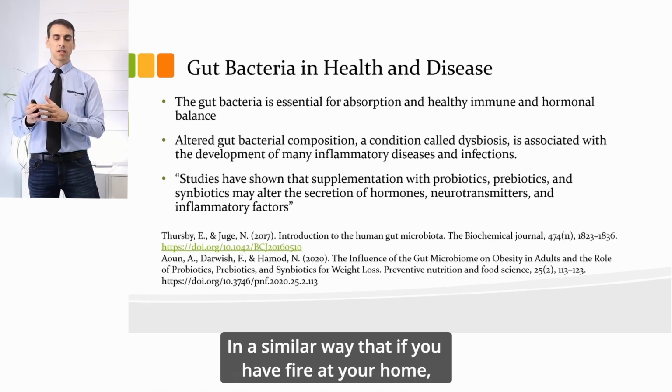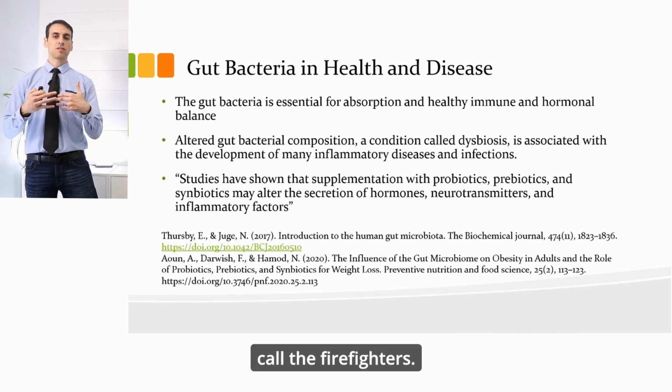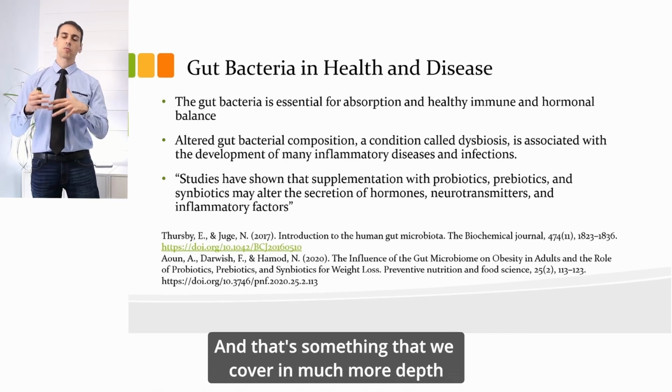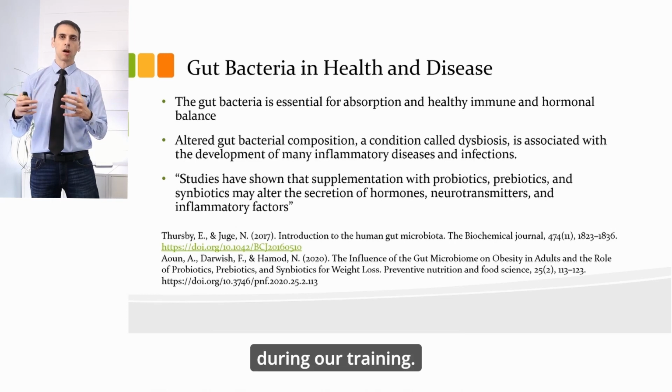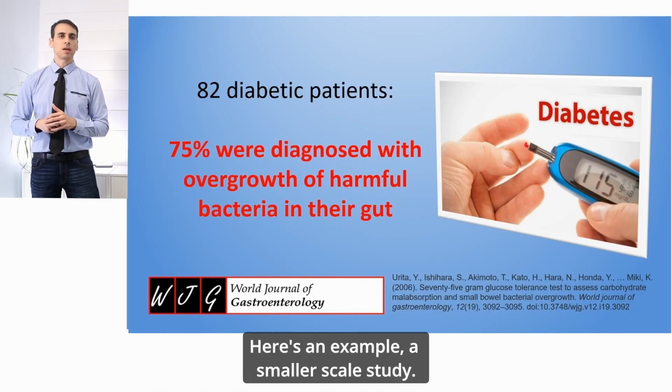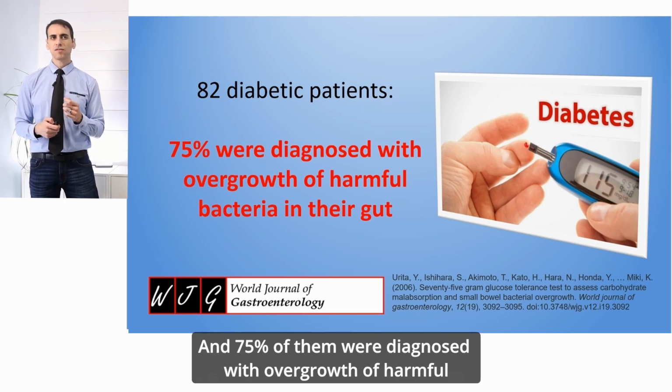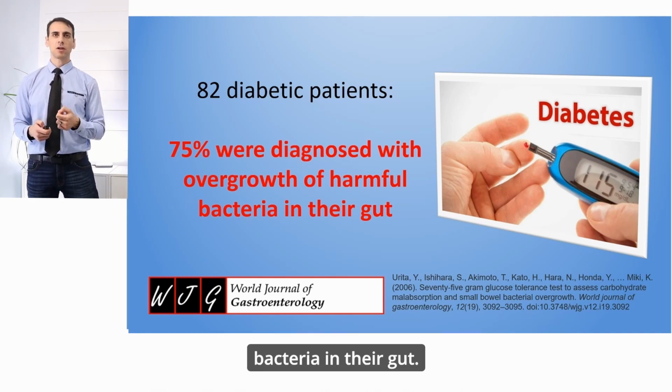In a similar way that if you have fire at your home, you're not going to call the police, you're going to call the firefighters, right? So you have to pick the right species for the right job. And that's something that we cover in much more depth during our training. Here's an example with a smaller scale study, 82 diabetic patients that were tested to look at their composition of their gut, and 75% of them were diagnosed with overgrowth of harmful bacteria in their gut.